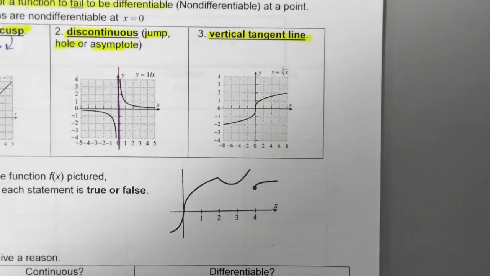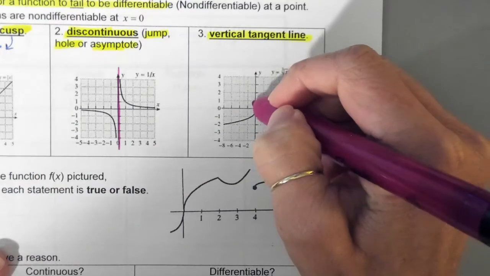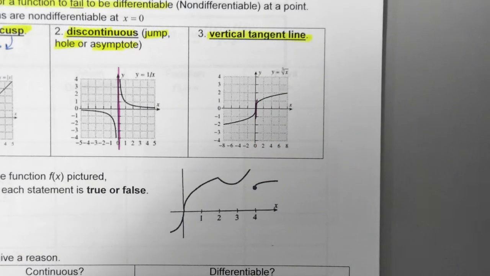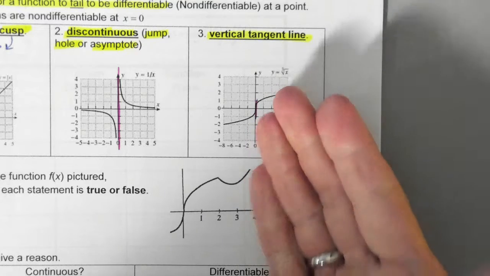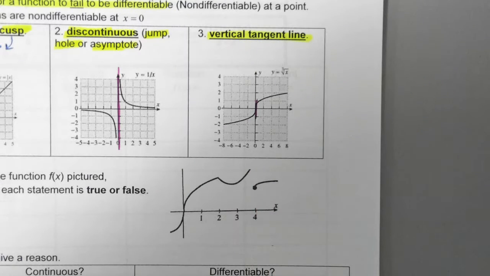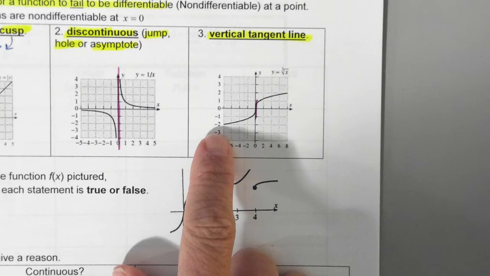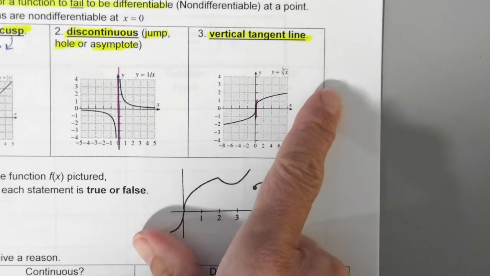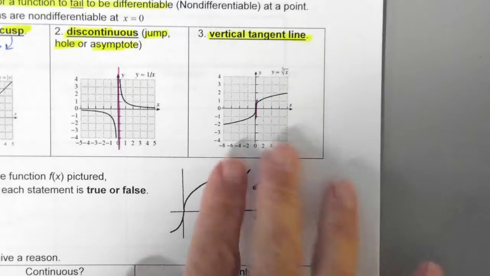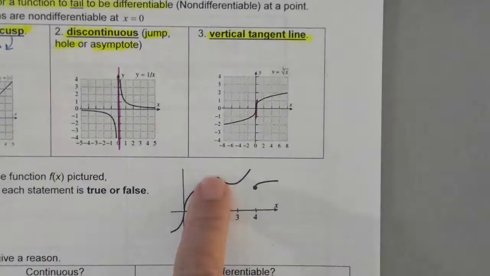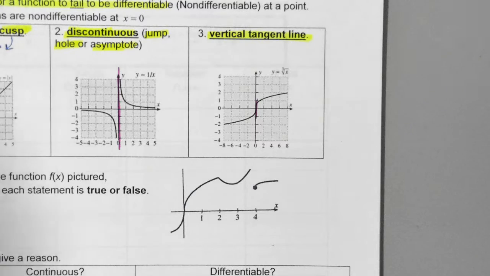So we're any place where you have a vertical tangent line to the graph. So in this case, it's right here. Okay, the slope is undefined, therefore it doesn't exist. So this looks very similar and an exaggerated version of what? The cube root of x? Okay, so that's an example of where you'd have a vertical tangent line. Okay, so this is where your function would fail to be differentiable.